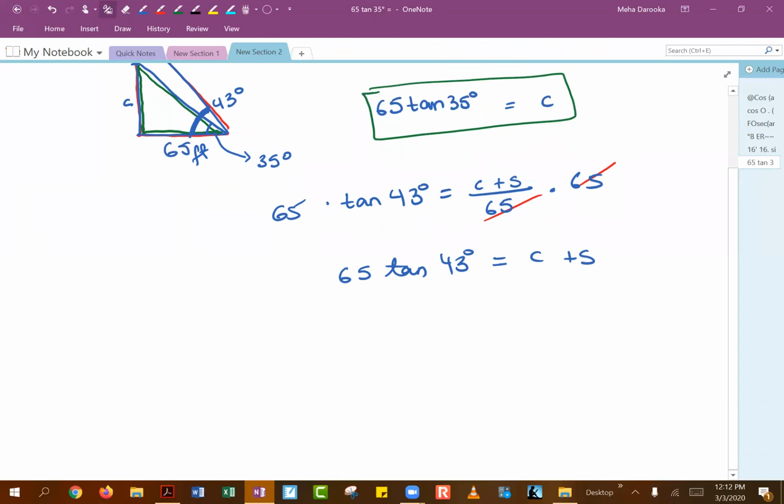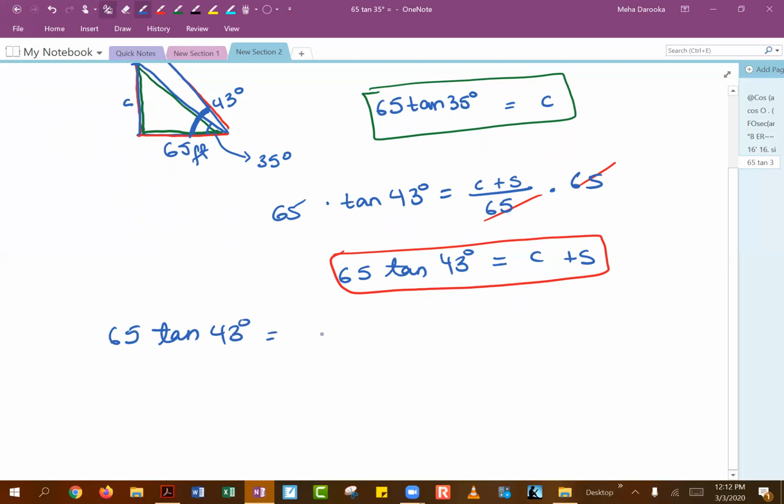Now, at this point, you are doing basic equation solving again. So if you are given 65 times tangent of 43 degrees, we know side C, we can write it as 65 times tangent of 35 degrees plus S. And this is why you end up subtracting when you're trying to get S by itself.